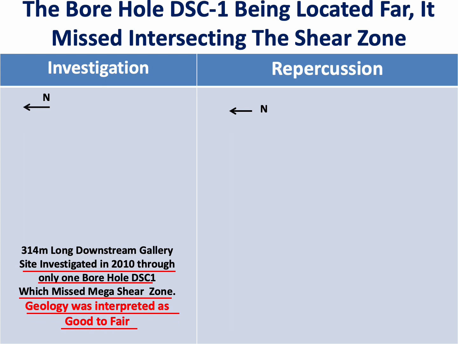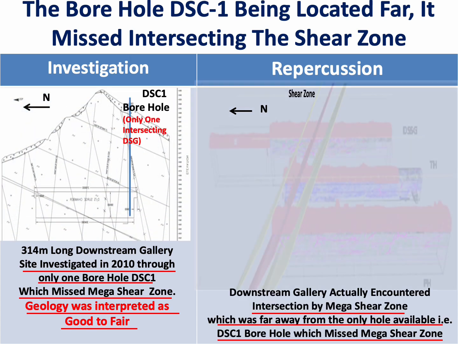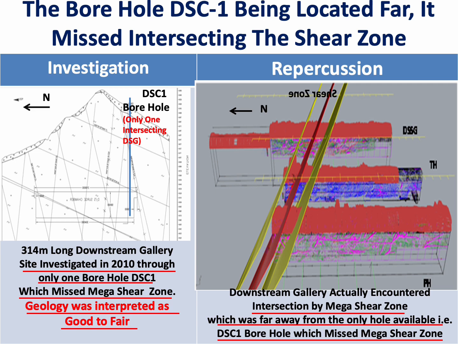The 314-meter long downstream surge gallery site was investigated in 2010 through only one borehole, DSC-1, which missed the mega shear zone, and geology was interpreted as good to fair. This was the only borehole which intersected the downstream surge gallery. The other borehole that they had done was far away and didn't intersect the area of the downstream surge gallery. So only one borehole, DSC-1, was available.